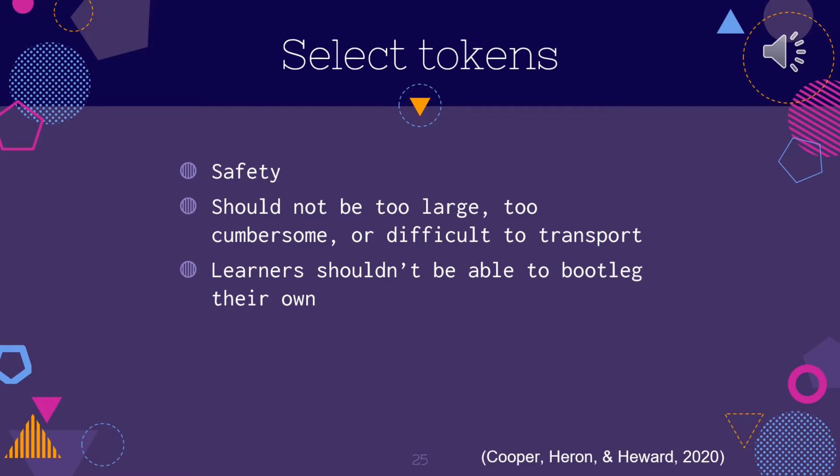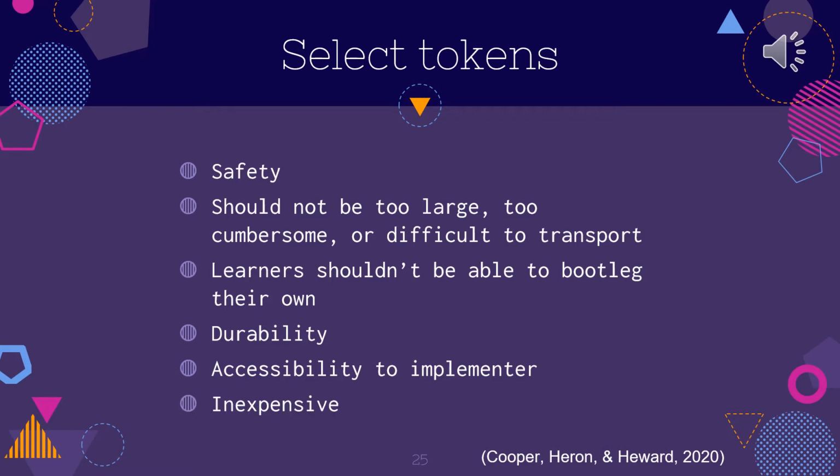Tokens should also be durable so that they can be repeatedly used for an extended period of time. In addition, they should be easy to carry, handle, bank, store, and accumulate. Again, these tokens should not be making things more difficult. Tokens should be readily accessible to the analyst or the person who is implementing the token economy so that they can be easily dispensed when the target behavior occurs. Lastly, tokens should be inexpensive if you want the token economy to withstand the test of time.